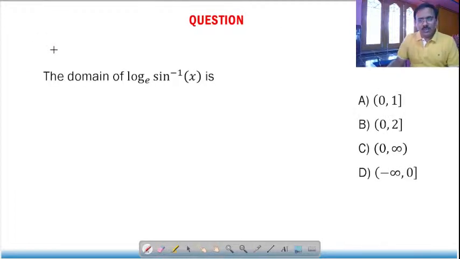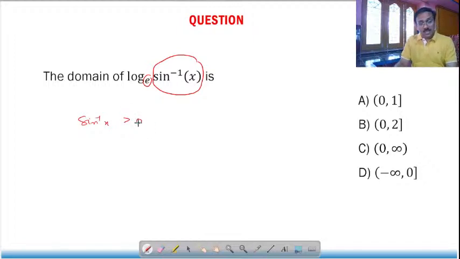First question, you just try to answer the domain of this function, dear students. While finding the domain, the first point is that the input of a logarithm should always be positive. Am I correct? And the base of the logarithm must be positive other than 1. Here anyhow the base is e, no problem. Sine inverse x must be greater than 0, strictly greater than 0.